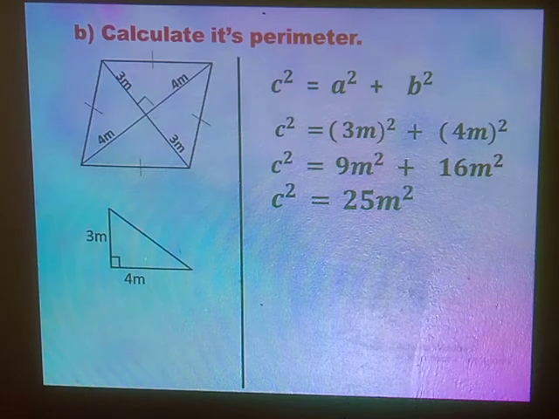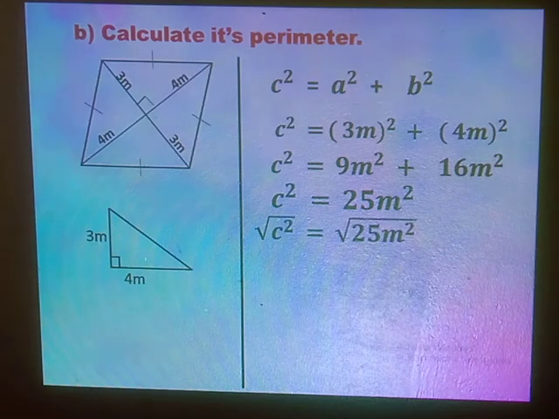We need to find the square root of both sides. So we have the square root of c squared is equal to the square root of 25 square meters. What you do on the left hand side must be done on the right hand side. So help me out now here. What is the square root of c squared? And what is the square root of 25 square meters?